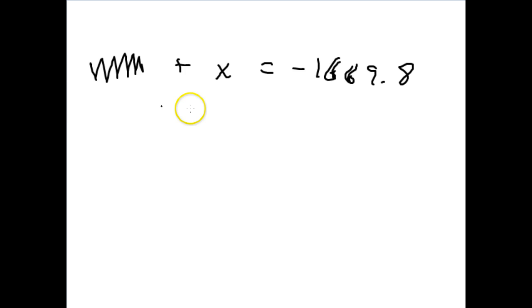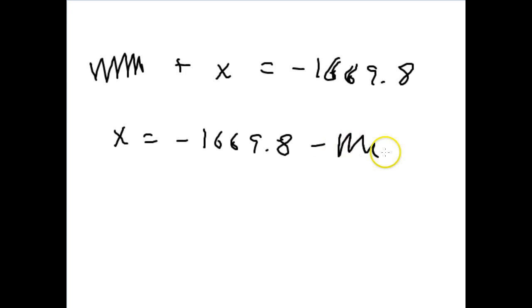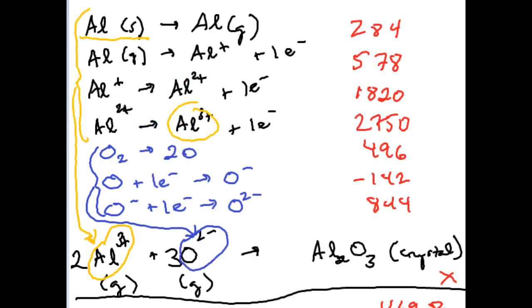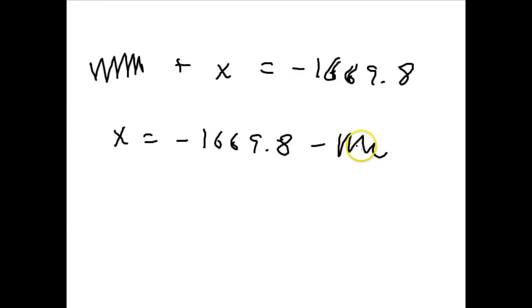Right, so that means I can just subtract this number on both sides. So X equals negative 1669.8 minus that big number, which is known to us. All we've got to do is use a calculator, okay? And then we'll get it, okay?